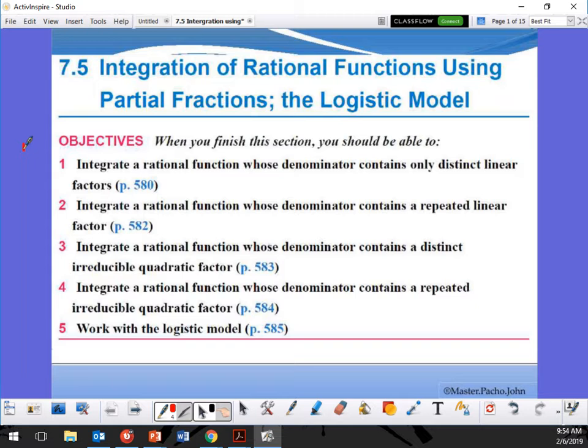Okay, anyway. Alright, so again, I said that we are skipping a whole bunch of stuff because it's not part of the BC curriculum. But that still means that we've got a lot more stuff to do. So, what am I going to tell you? Alright, so for here: partial fraction integration and the logistic model.